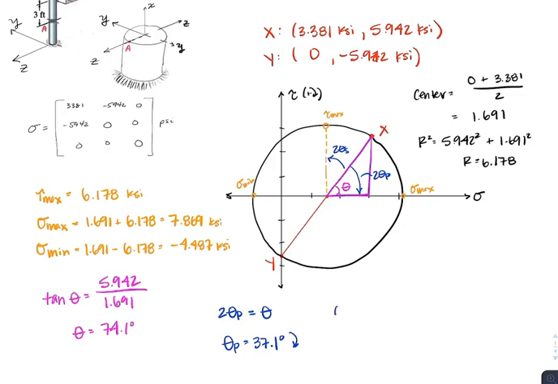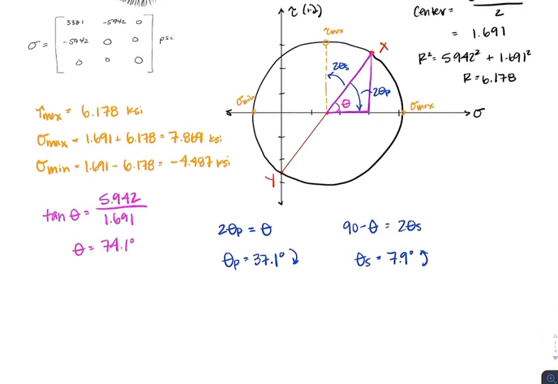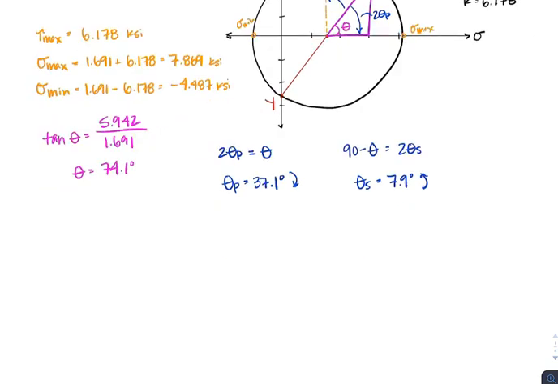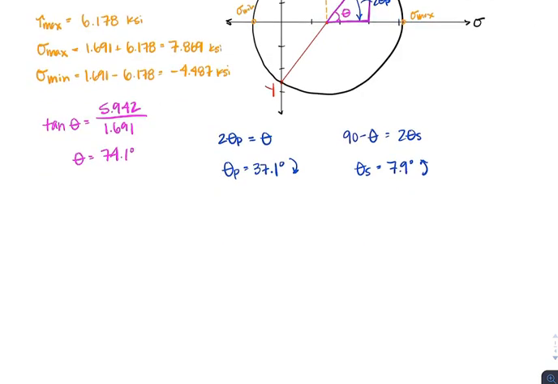Similarly, we can do the same thing with our theta. So we can say, okay, 90 minus theta should get us a value of 2 theta s. So doing that math, you can get that theta s is going to be equal to 7.9 degrees counterclockwise. So now that we have those two angles, you can just go ahead and draw what our stress blocks are going to be, since we know the values and we know the angle. So I'll just go ahead and draw those real quick.